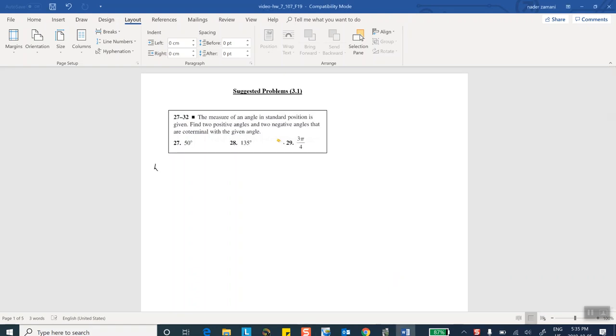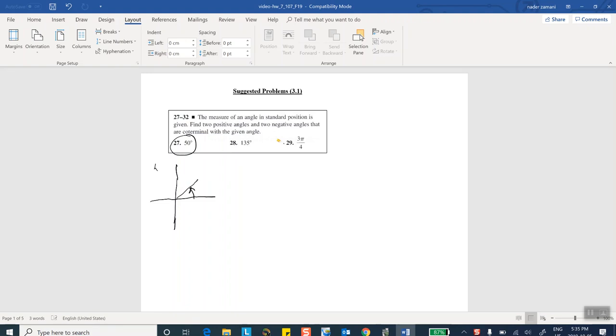Okay, this is the second video segment of the solution to assignment number 7. What it says is to consider the 50-degree angle right there, and find two positive angles and two negative angles that are coterminal with the given value. So first, let's go ahead and mark down the 50. The 50 is over here. Okay, say something like that.